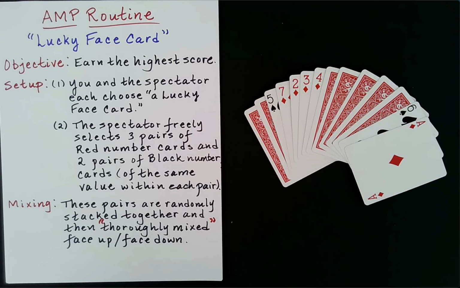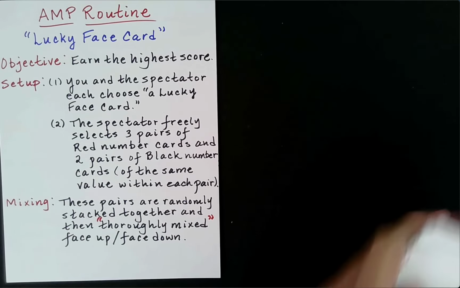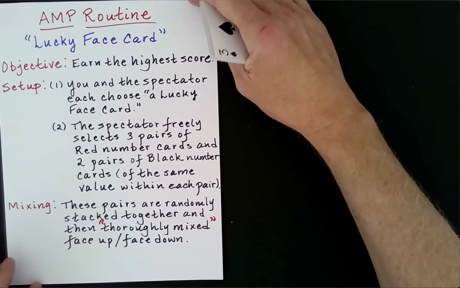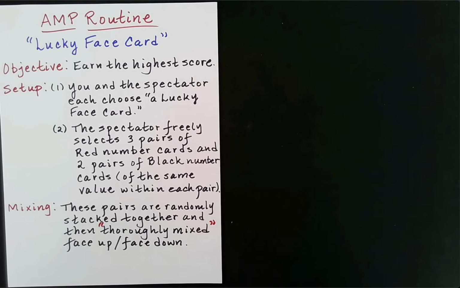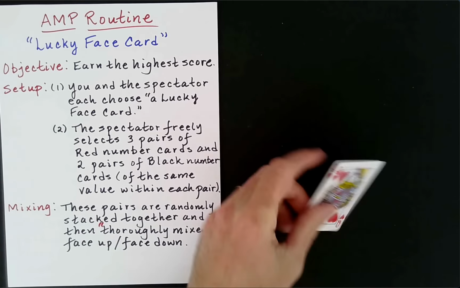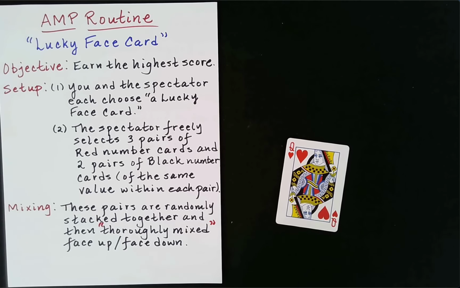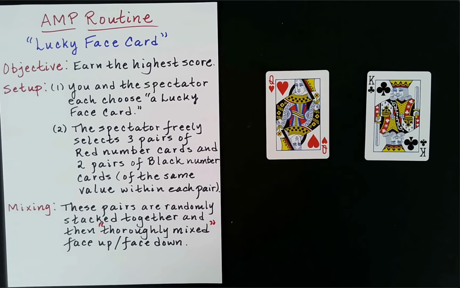Okay, so let's do an application. We're getting close to the end of the video here. So the objective for this, it's called a lucky face card. Objective: earn the highest score. You and the spectator each choose a lucky face card. Okay, well, one lucky card that a lot of people gravitate towards is actually the Queen of Hearts, and then maybe another one could be a King of Clubs.